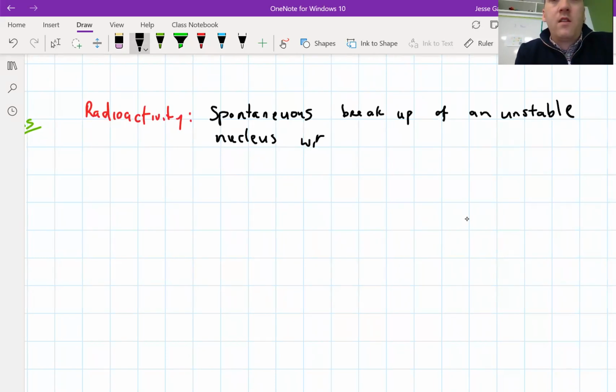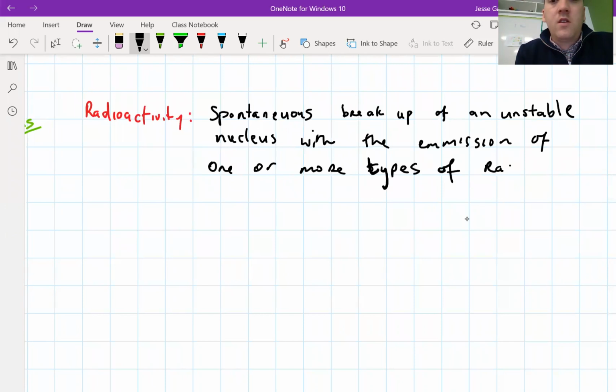With the emission of one or more types of radiation. That's what radioactivity is. So some nuclei are unstable, they will break up eventually, and radiation is given out. So this is what you should have.